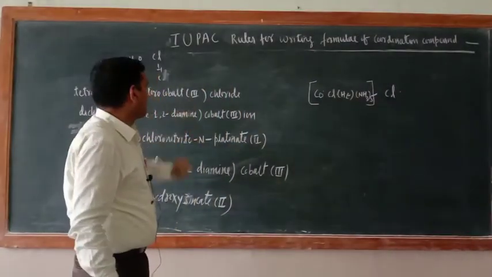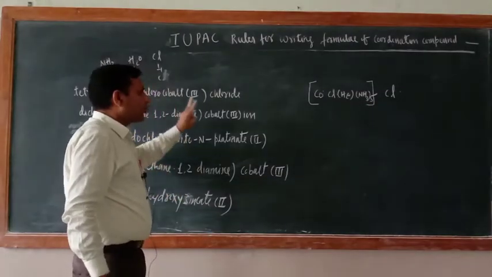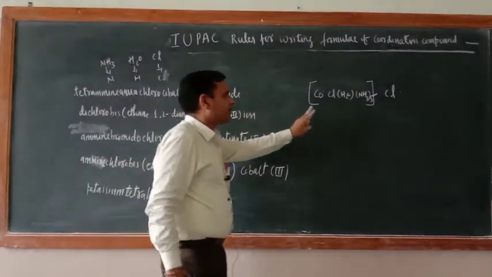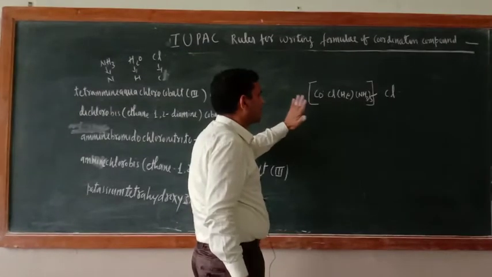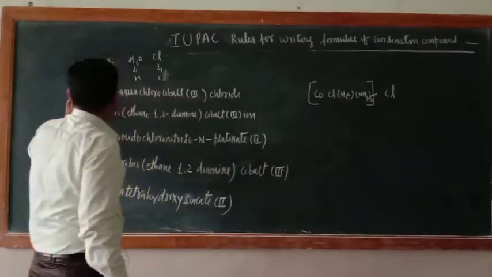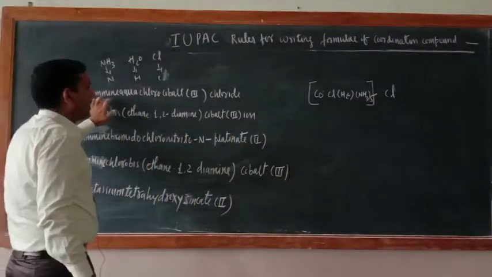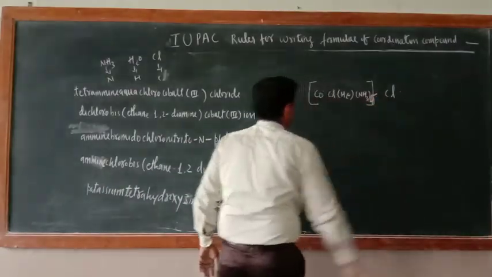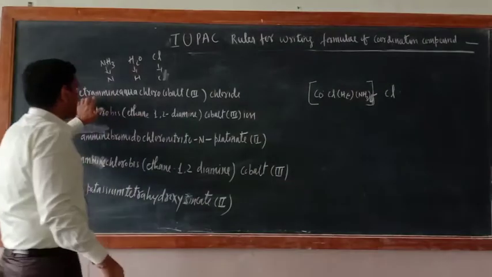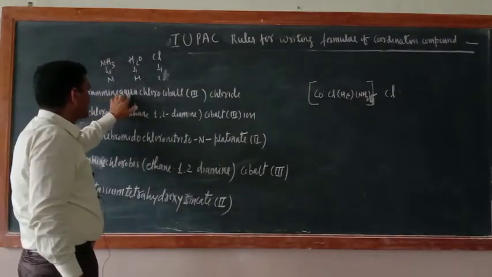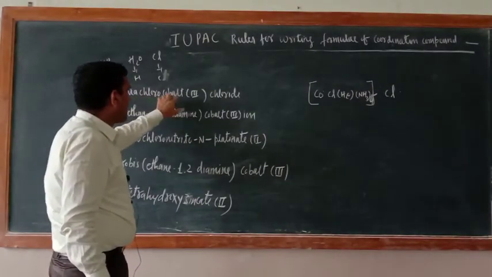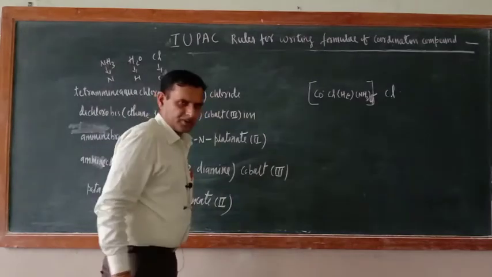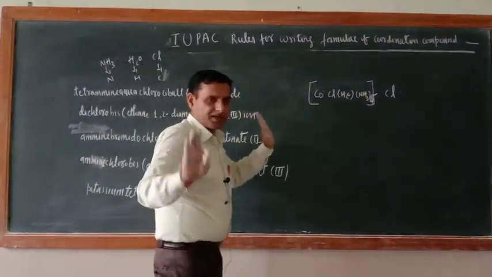Arrange. Now try to understand. Total number of positive and negative charge should be equal. Just check again. Tetraamine. Actually this is 4, sorry. Tetraamine 4. So tetraamine, aqua, chloro, cobalt, third, chloride. So now still it is not correct.